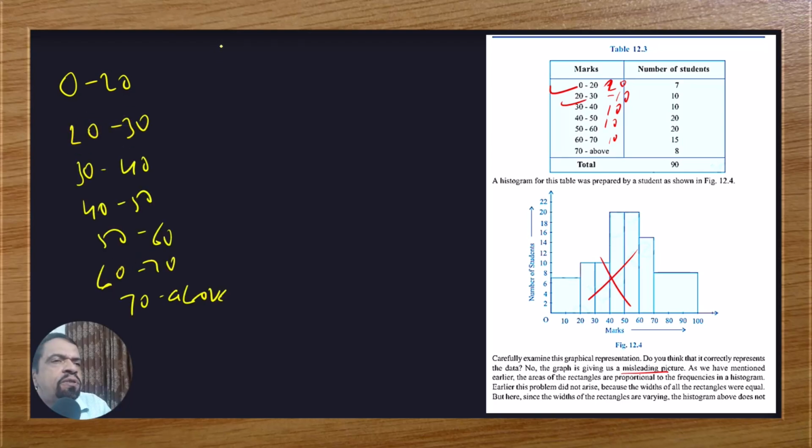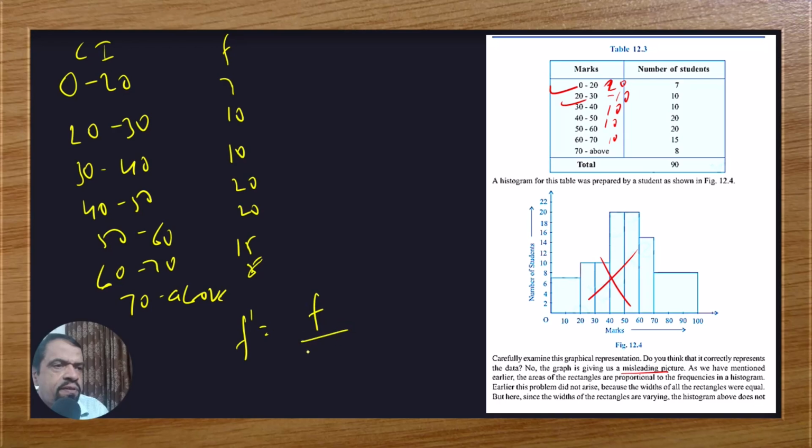Now see students, here frequency is given. This is a class interval. We can write CI in short. In this case, when the class size is different, we'll use this formula: given frequency upon its class size, into minimum class size. Only when the class sizes are different will we use this formula.